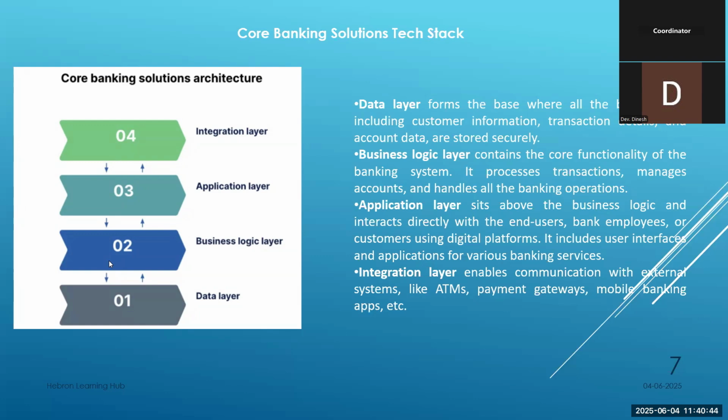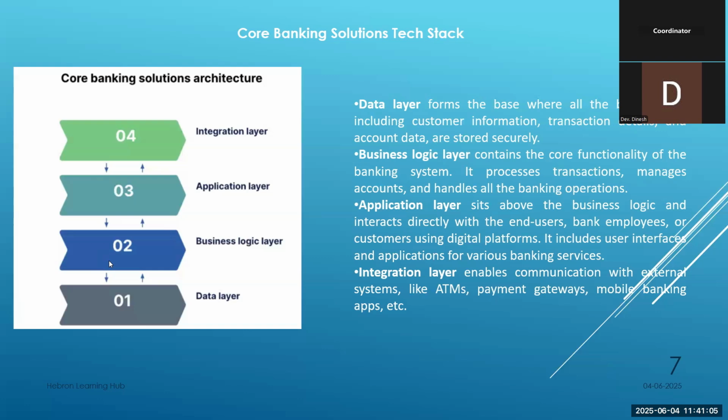This you can just read and understand. There is a data layer. The first is the data layer. This is where all the customer information, transaction information, and account data are stored. The business logic layer contains the core functionality of the banking system. That is where the transaction processing happens.